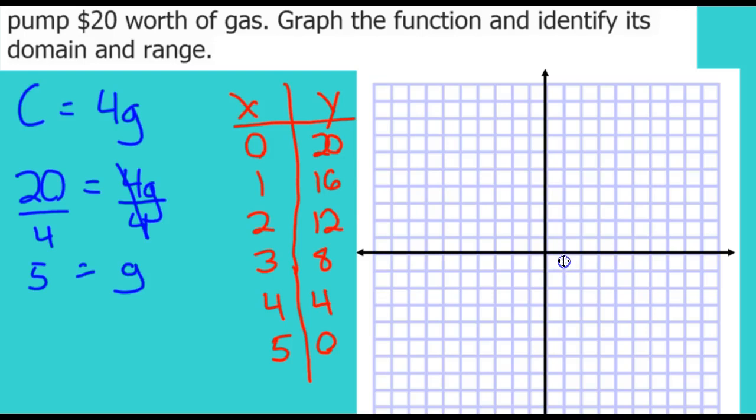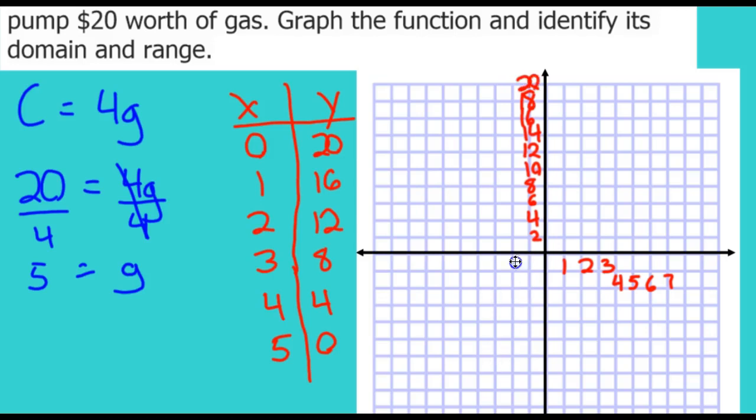So I'm going to go up by 2's here so I can fit this all on my graph. My x's, actually I'm going to go up by 1's. So 1, 2, 3, 4, 5, 6, 7, I'm going to stop there. The y's though, I'm going to go up by 2. So I'll have 2, 4, 6, 8, 10, 12, 14, 16, 18, and 20.